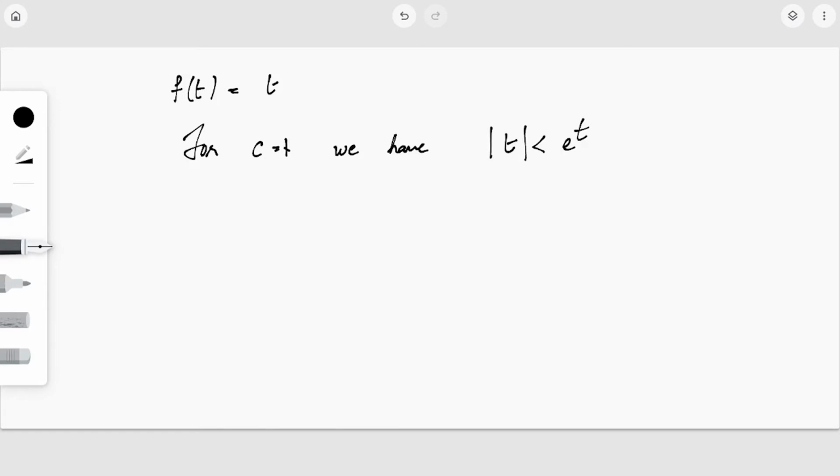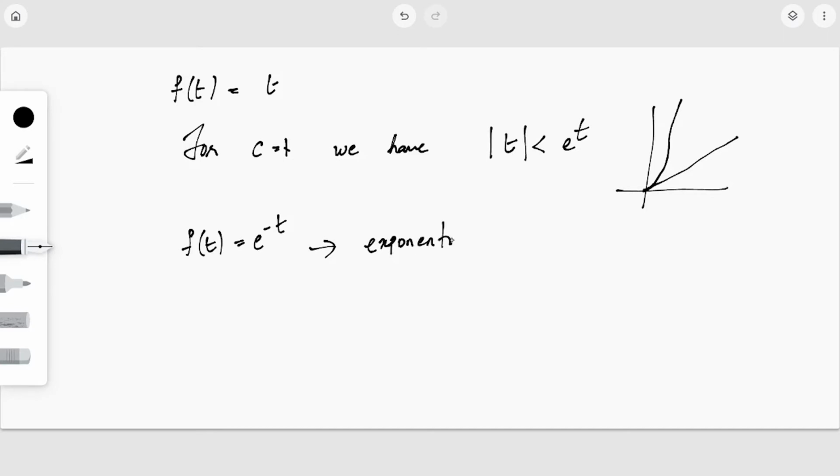Okay, and if you see the graph also, what is the graph of the exponential function? It goes like this, right? And what is the graph of t? It is a straight line. So e raised to t tends to infinity at a faster pace, more quickly than the f of t that we have considered. Okay, this is similar. Some other functions are like f of t is equal to e raised to minus t. These and all are examples of functions which are of exponential order.